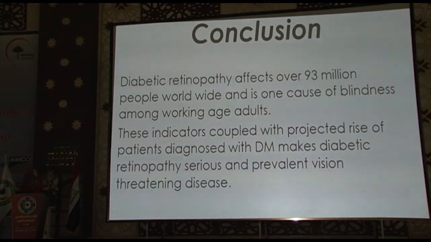Conclusion: diabetic retinopathy affects over 93 million people worldwide and is one cause of blindness among working age adults. These indicators, coupled with the projected rise of patients diagnosed with diabetes, make diabetic retinopathy a serious and prevalent vision-threatening disease. It's enough. Thank you very much.